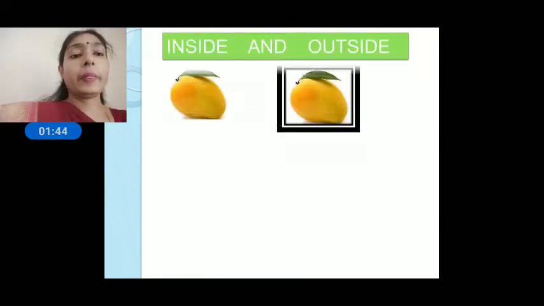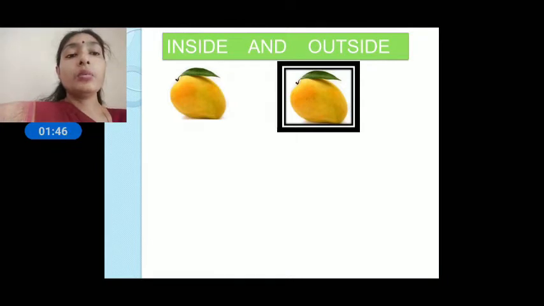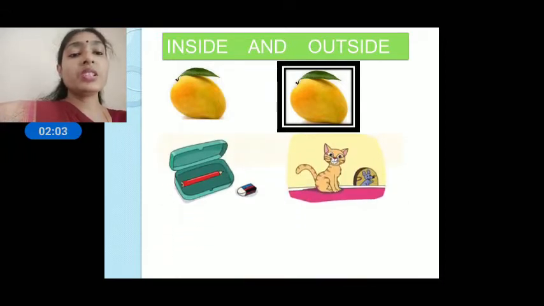here. See, two mangoes are there. Neatly you can observe. The first mango is outside the box and another one is inside the box. So one is outside, another one is inside. The reference is the box. Next one, see here, one pencil box is there. So inside the box what is there? Pencil. Outside the box, eraser.